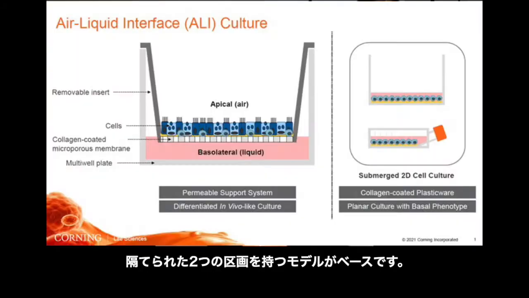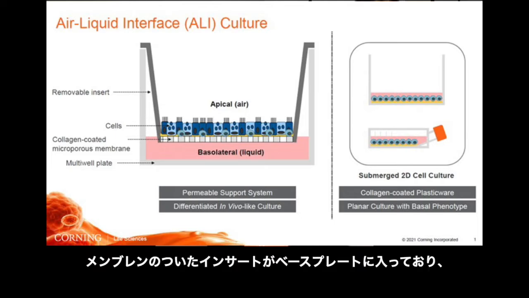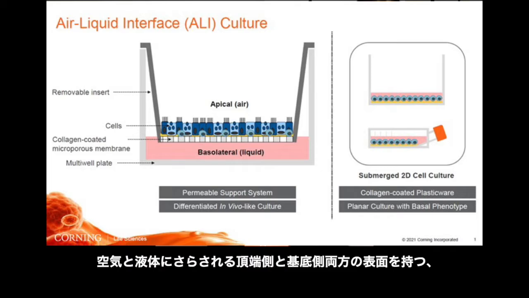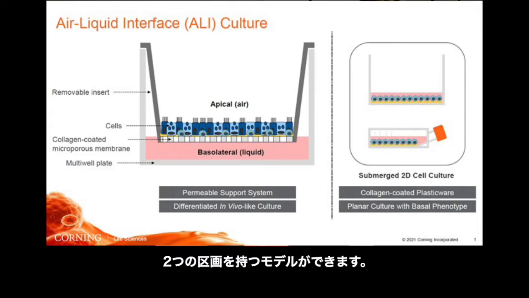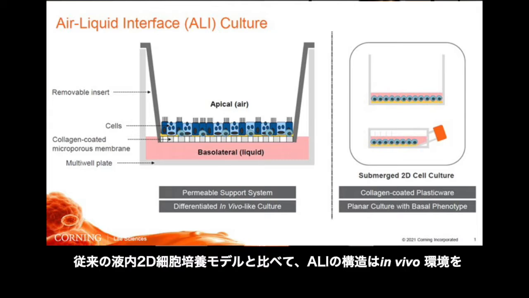Fantastic. So we'll jump straight into the first question, which is what is air-liquid interface, or ALI? Yeah, so air-liquid interface, or ALI, is based on a dual compartment model, which is separated by a microporous membrane that's typically coated with collagen. So the insert with the membrane sits in a base plate, and this establishes a two-compartment model with both apical and basolateral surfaces exposed to air and liquid. Compared to conventional submerged 2D cell culture, the ALI configuration mimics the conditions found in vivo and drives differentiation of the cells. And because of this, ALI cultures have become established as a gold standard.